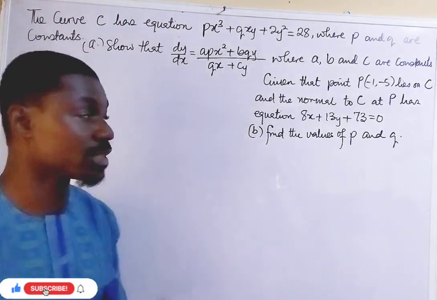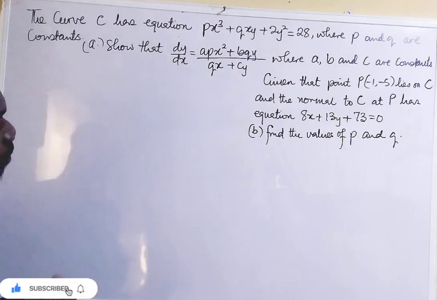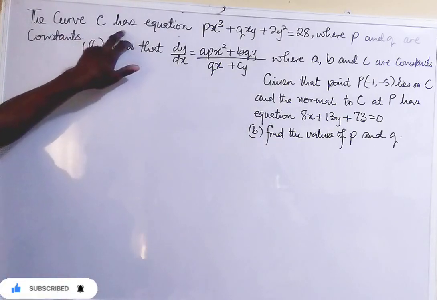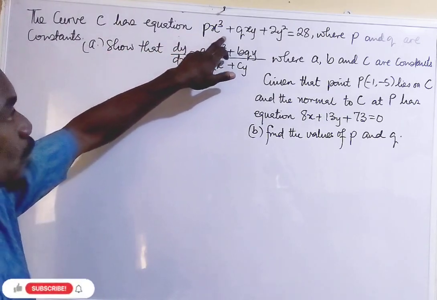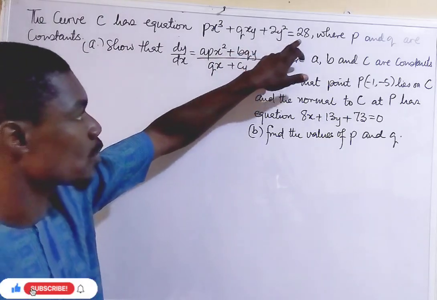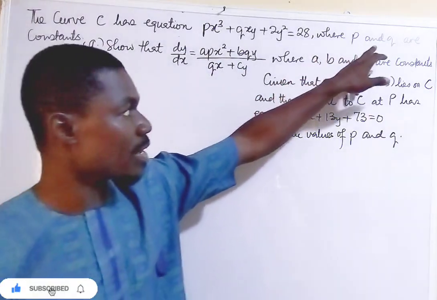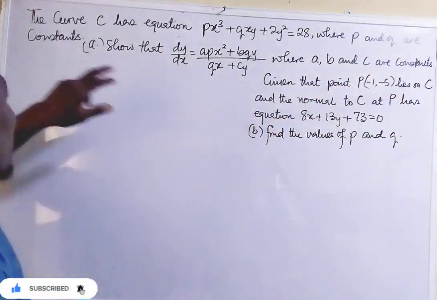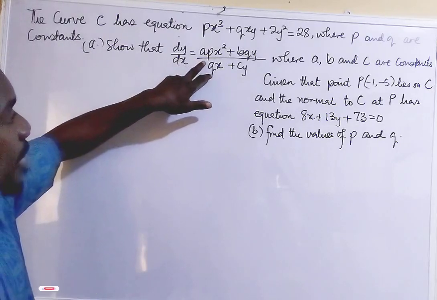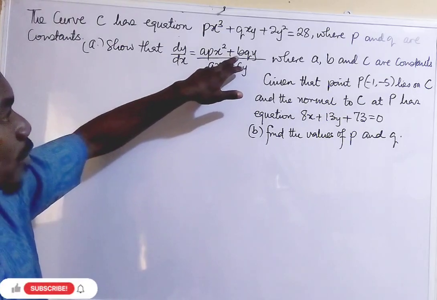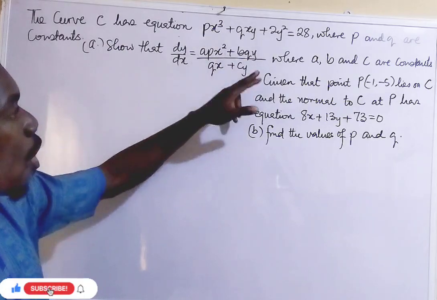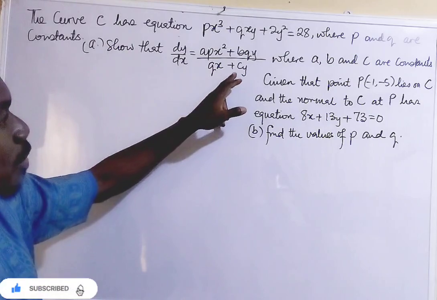Now before us is this question. This is an A-level UK maths question, and it says the curve C has equation px cubed plus qxy plus 2y squared equals 28, where p and q are constants. Part a: show that dy/dx equals (apx squared plus bqy) all over (qx plus cy).